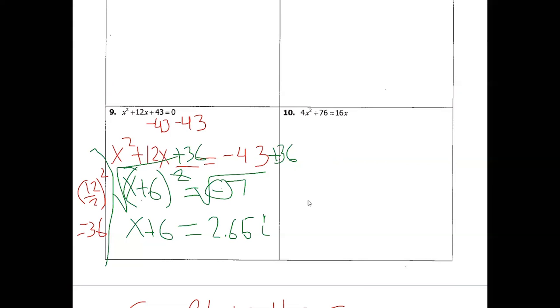And I should also be careful: I need to put my plus or minus. So I'm going to subtract my 6, and we can't really do much with this. My answer is, and usually you put the real part first and then the imaginary, negative 6 plus 2.65i. And then my other answer would be negative 6 minus 2.65i.